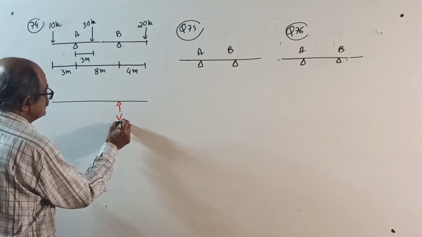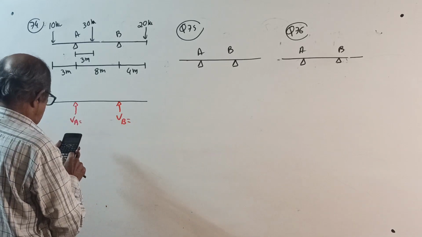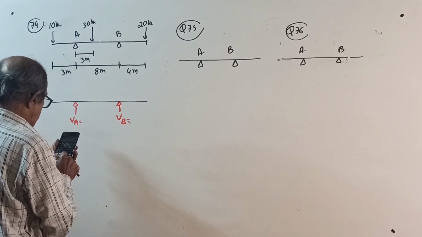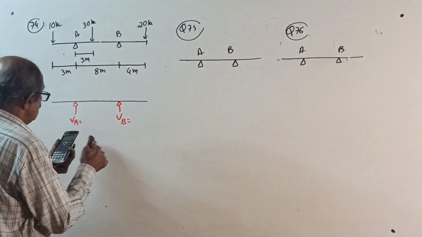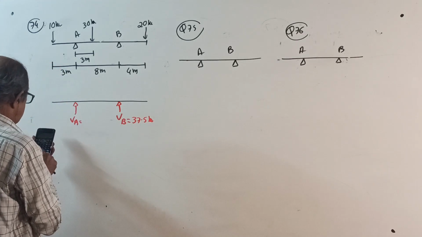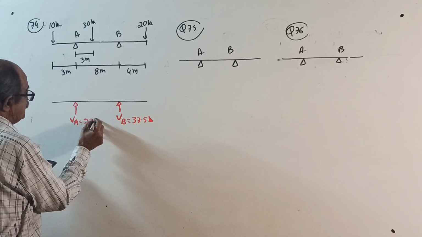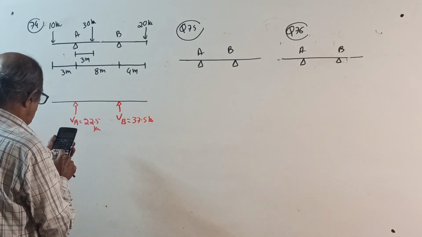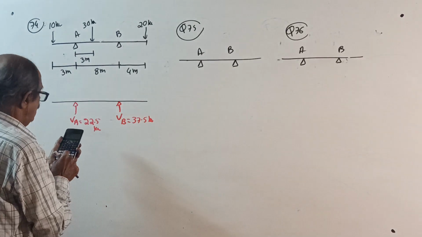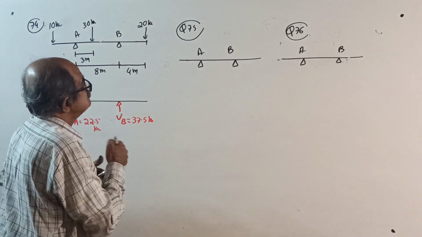I know both reactions will come up. I am 100% sure. So, 30 into 3 plus 20 into 12 minus 30 divided by 8 gives 37.5 kilonewton, minus 20 minus 40, 22.5 kilonewton. But I am checking the answer: 30 into 5 plus 10 into 11 minus 20 into 4 divided by 8. Perfectly correct.